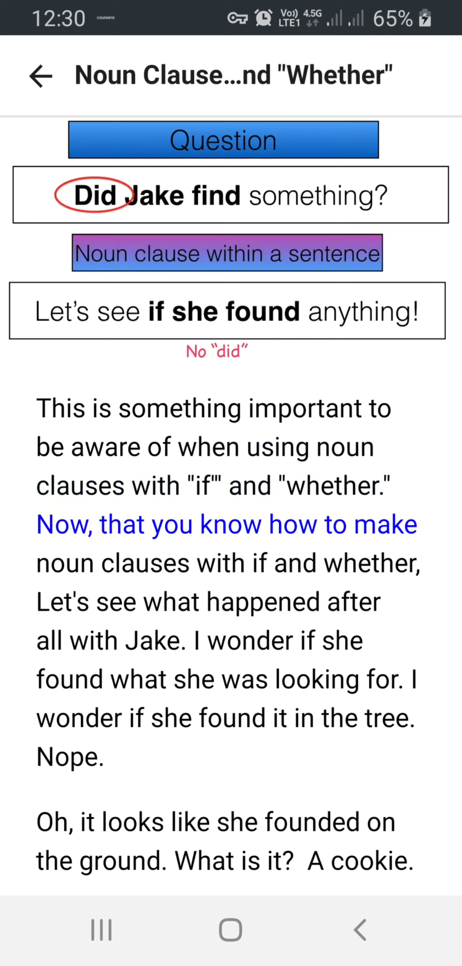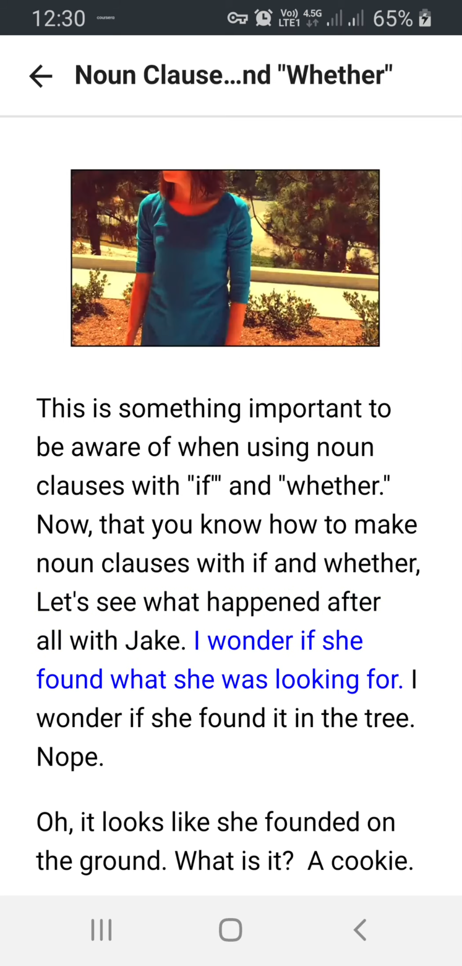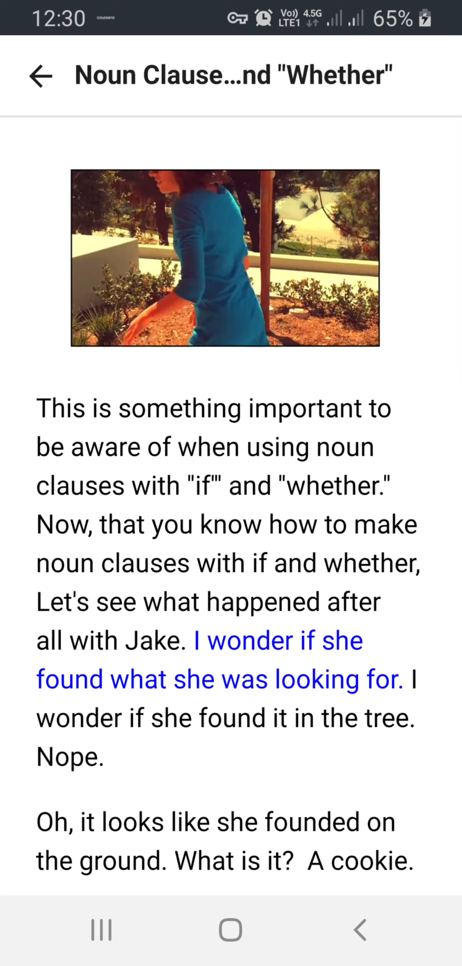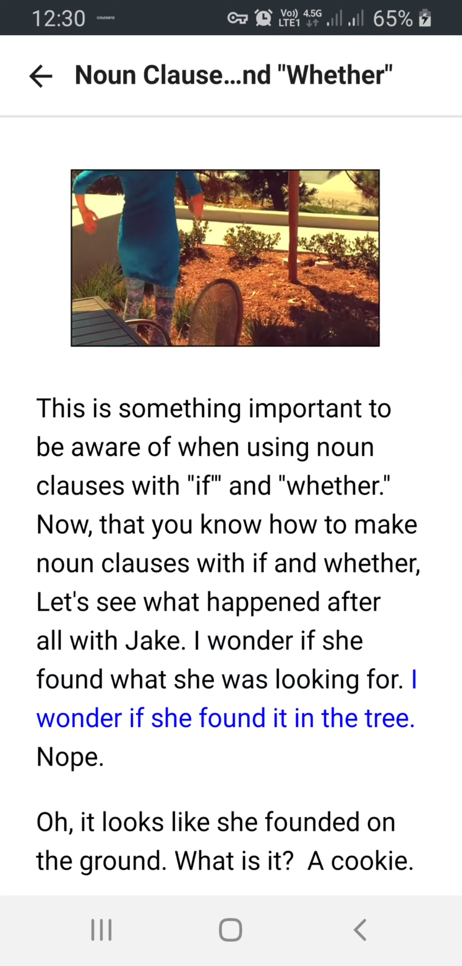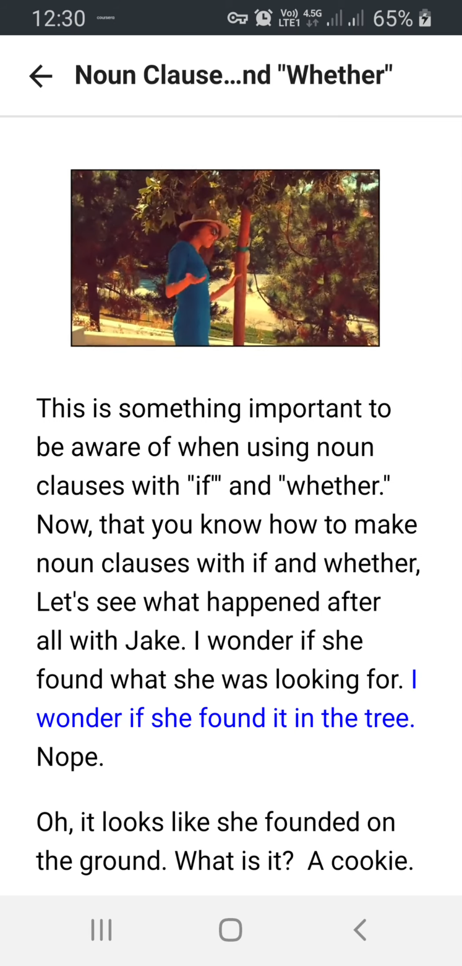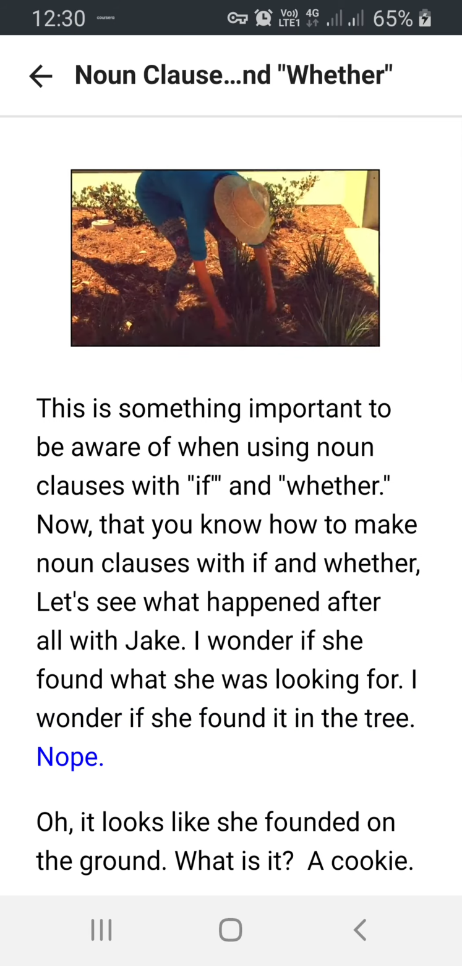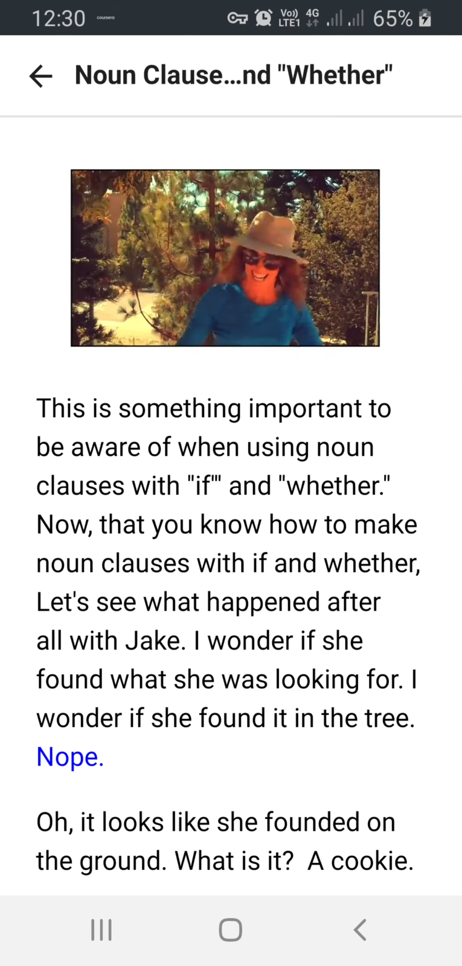Okay, now that you know how to make noun clauses with if and whether, let's see what happened after all with Jake. I wonder if she found what she was looking for. I wonder if she found it in the tree. Nope. Oh, it looks like she found it on the ground.